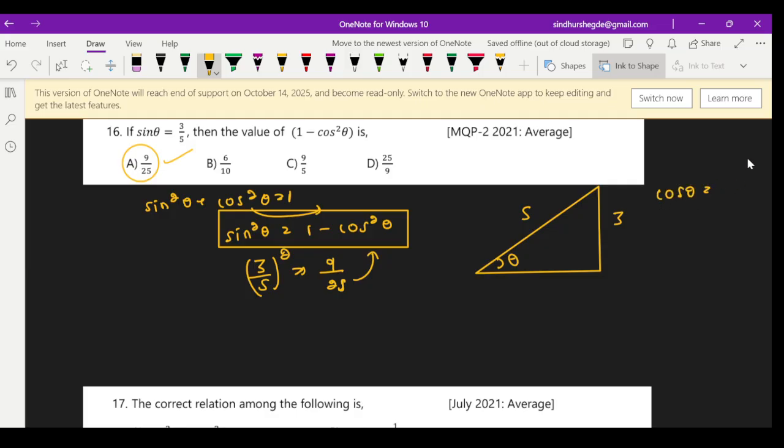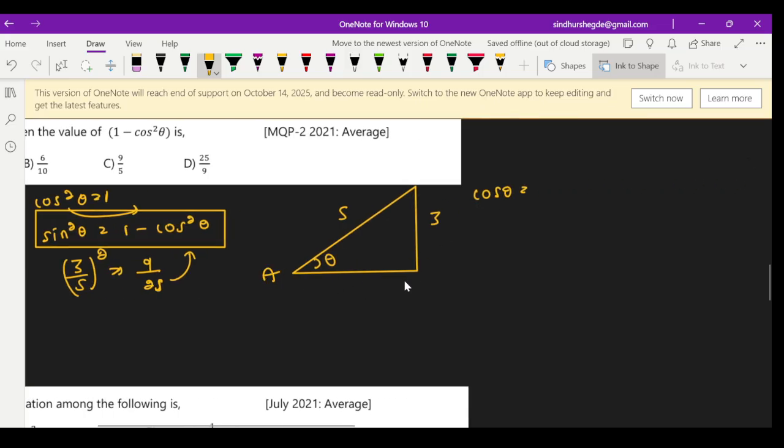First of all, if this is triangle ABC, this is just some extra questions for practice. So what is cos theta? Cos theta is nothing but AB, whatever the base is, or the side which is attached to the theta. So cos theta is AB by 5. And what is AB? We know the Pythagorean triplets. If this is 3, it must be 4.